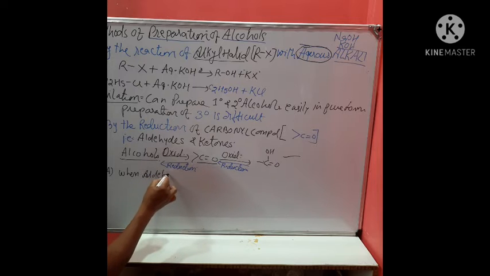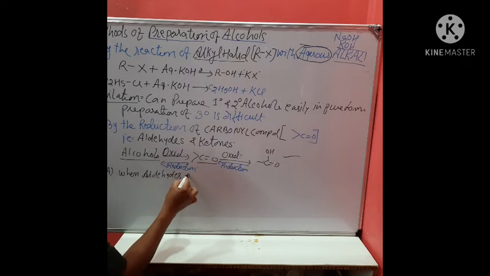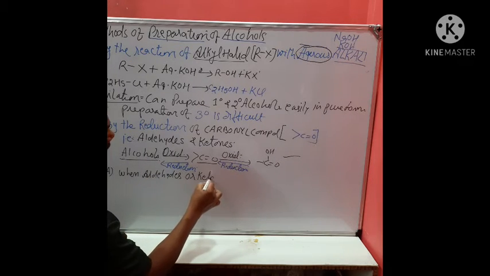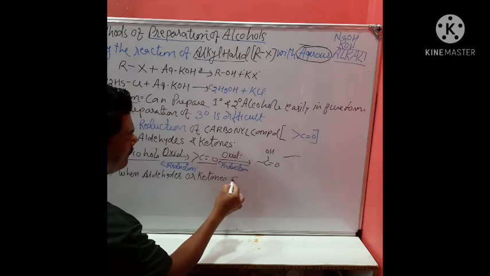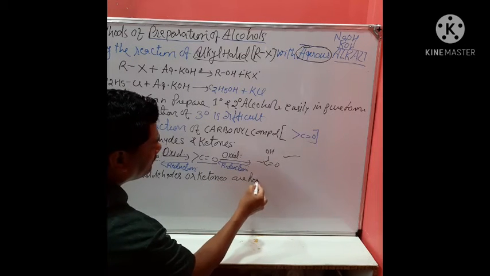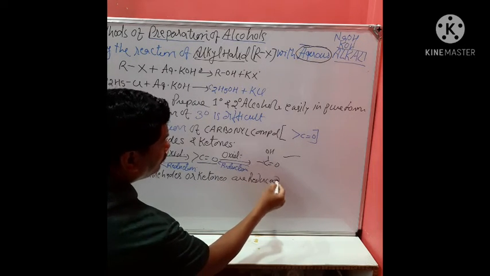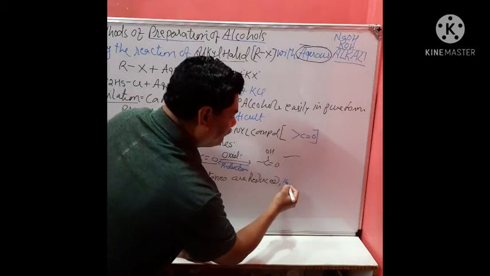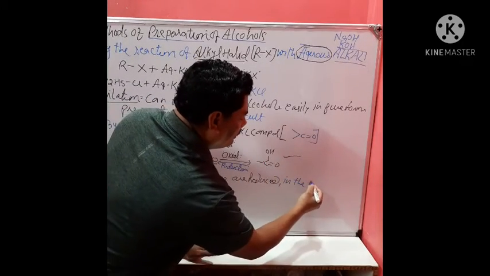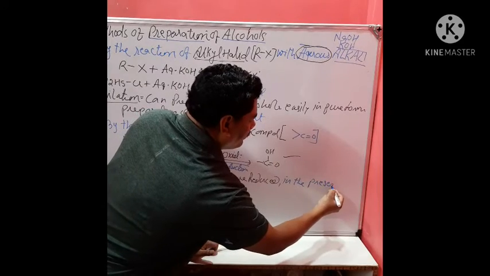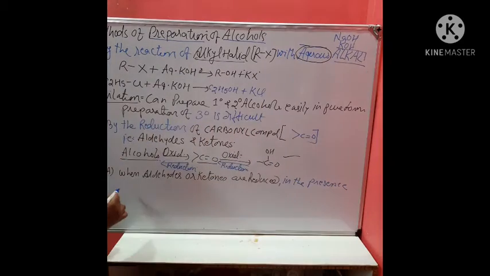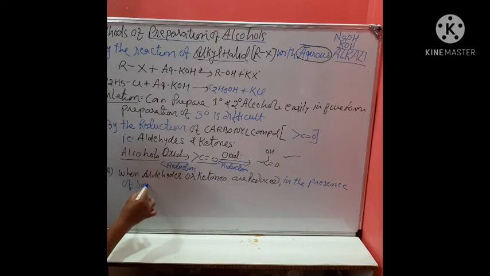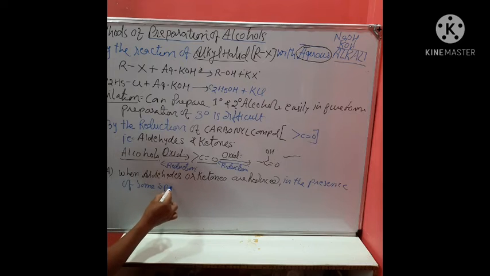So by taking the help of this knowledge, we can proceed to reaction number 1, when aldehydes or ketones are reduced. Now students, for reduction we need a reducing agent, in the presence of some specific reducing agent.